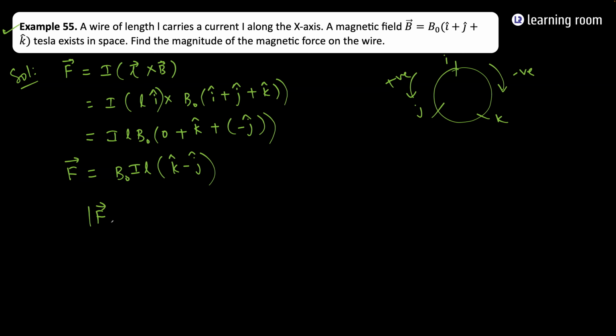So when you want to find the magnitude, that's what they asked. The magnitude of force is going to be equal to B naught into I into L into square root of 1 square plus 1 square. The answer will be root 2 times B naught I L.